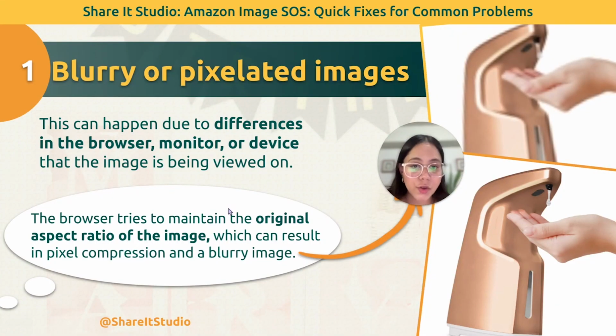It can happen because of the monitor, it can happen because of the program, it can happen because there was an error in your actual computer when you were exporting the image. You must make sure that whatever image you upload is high quality enough that even after Amazon compresses it, it doesn't lose that much quality. So how can you solve this issue?